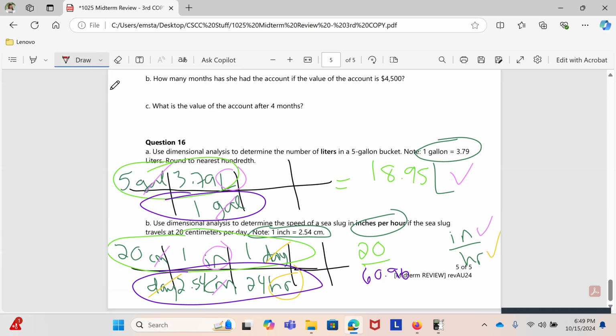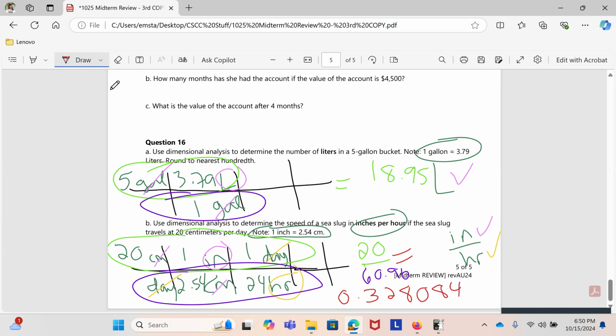I will tell you this afternoon in my class, a lot of people flipped it because it just looked like a nicer answer. Take 20 divided by 60.96. We get a really long decimal. I'll write it all out so we can talk about how to round it. 0.328084. Do you agree with that?